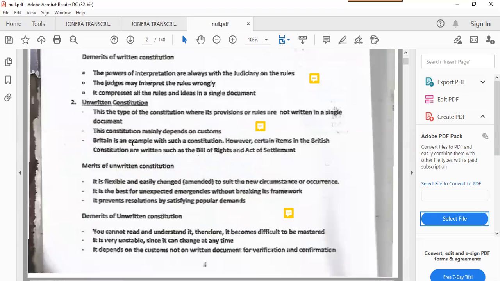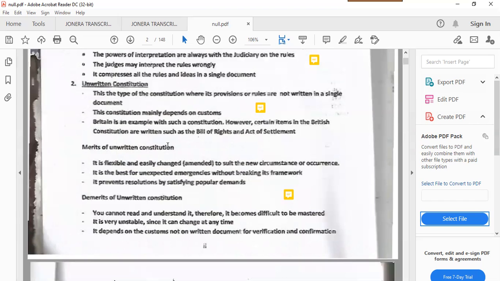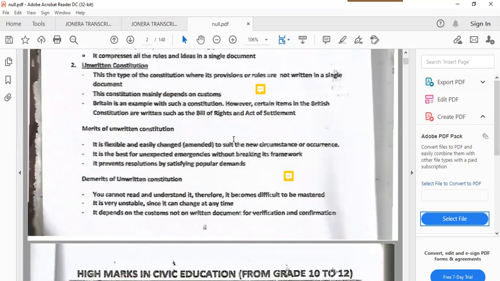A good example, by the way, and this can be an MCQ: Britain is an example of such a constitution. Britain is an example of an unwritten constitution. However, even if Britain has an unwritten constitution, where you have the whole cultural Queen of England and so on, it does have some form of written constitution, for example its Bill of Rights and Act of Settlement.